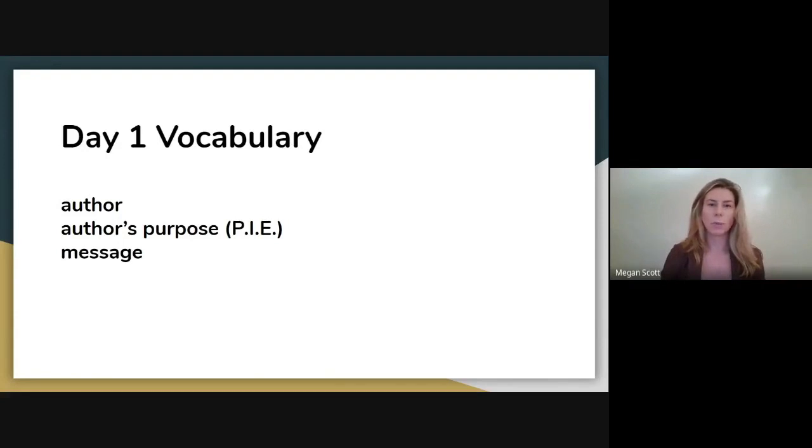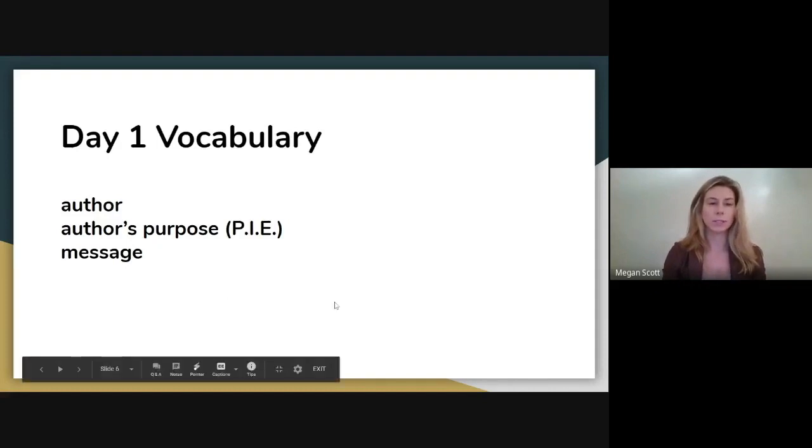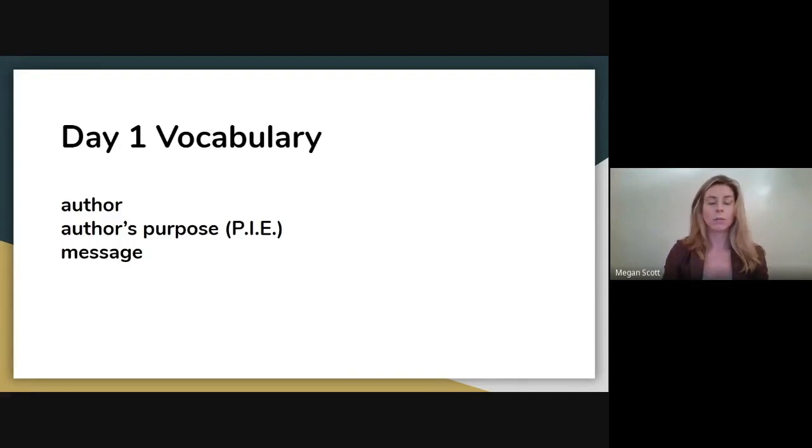If you're not sure or don't remember these easily, you might want to write them down as well as their definition. An author is the person who writes or creates the text or material. The author's purpose is the reason why they're writing. And I like to remember purpose PIE. P stands for persuade, I stands for inform, and E stands for entertain. So an author can write for either of those purposes to persuade, inform, or entertain. The author's message goes hand in hand with their purpose. The message is what the author is trying to say or convey to their reader through their text.